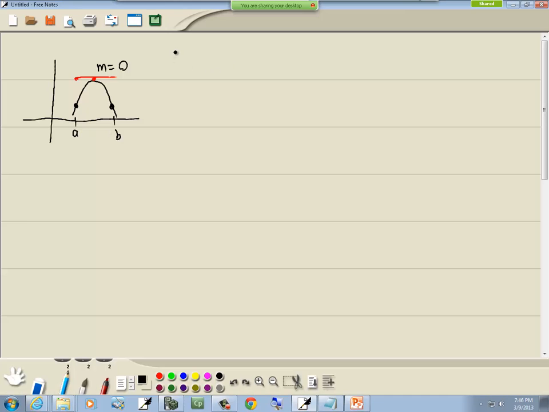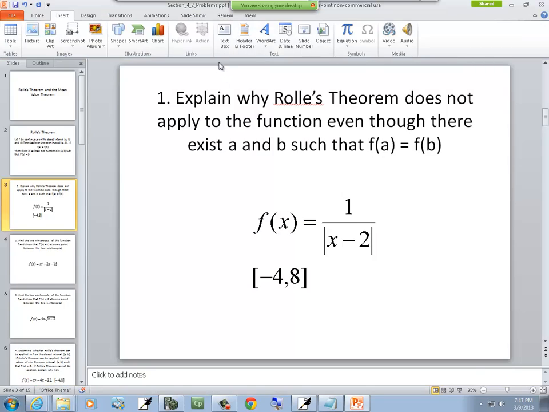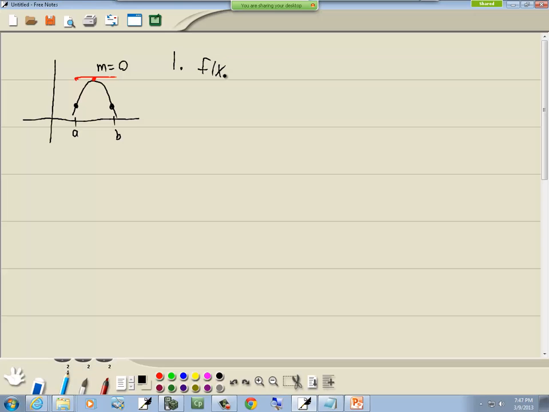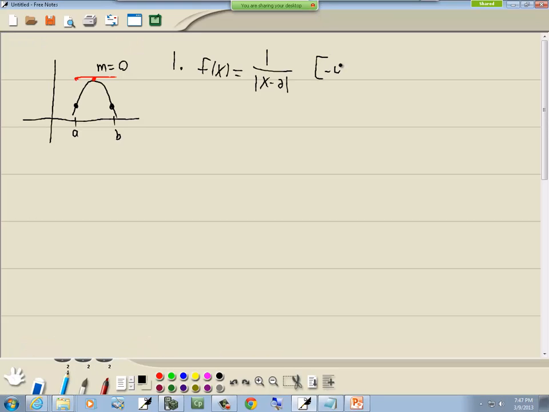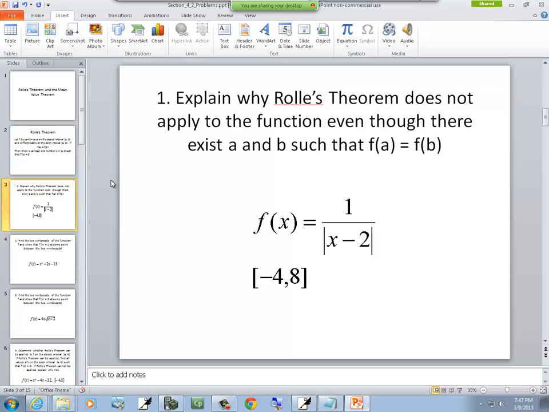Let's take a look at our first problem here. We've got f(x) is equal to 1 over the absolute value of x minus 2 on the closed interval [-4, 8]. It says explain why Rolle's theorem does not apply to the function even though there exist a and b such that f(a) is equal to f(b).